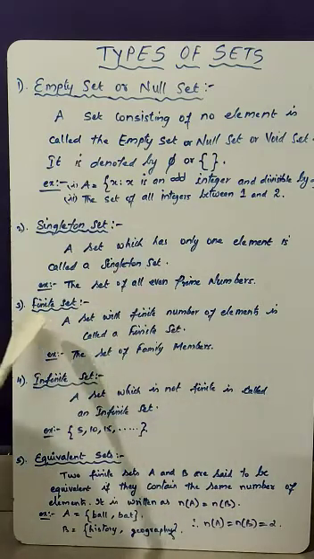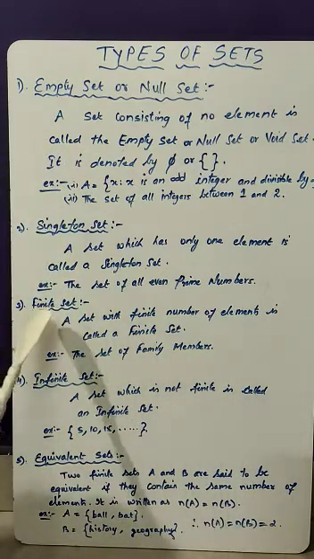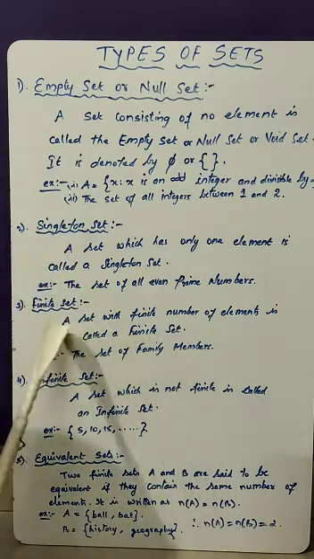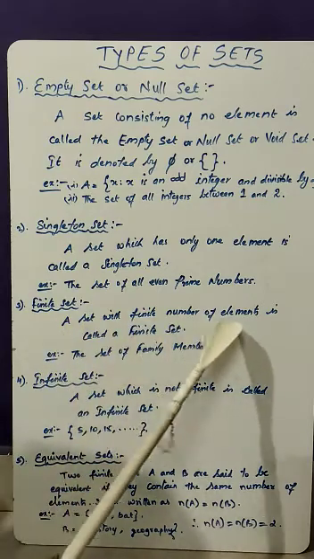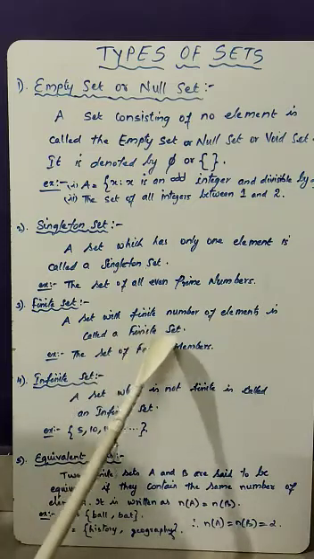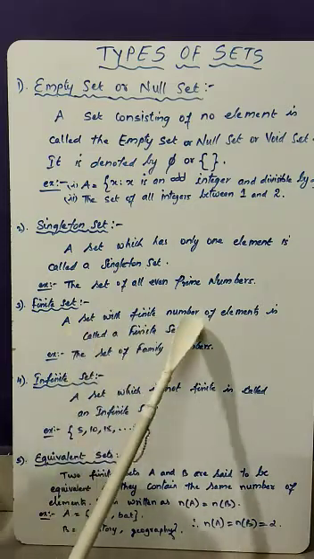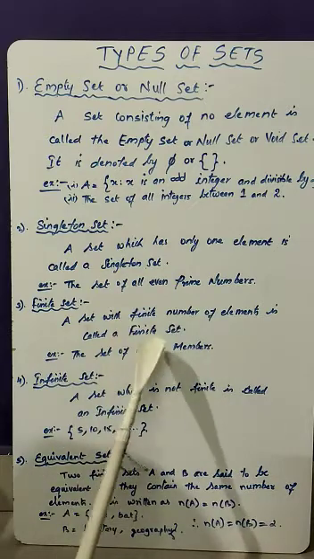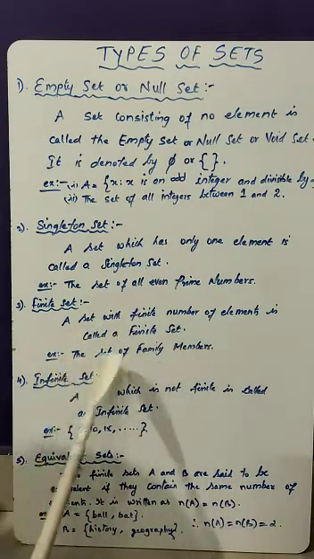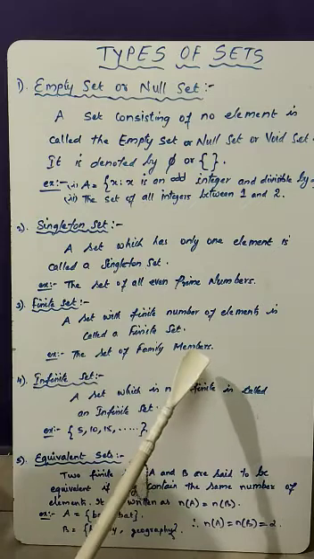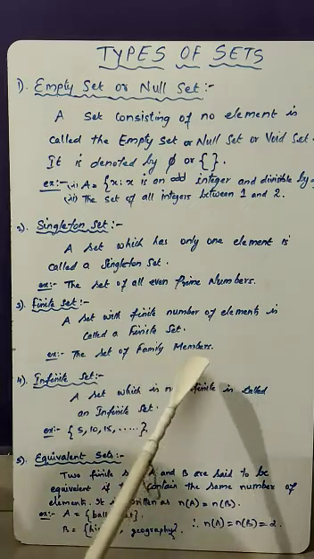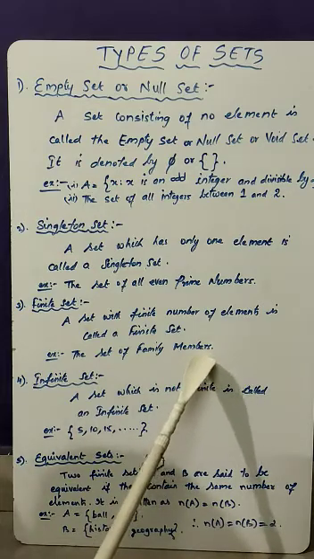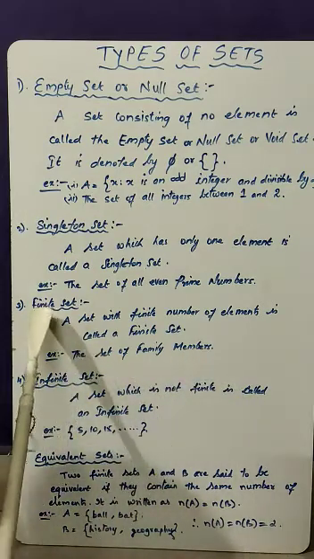And the third one is the finite set. Finite, infinite, you know the meaning very well. Finite means it has an ending. The definition is: a set with a finite number of elements is called a finite set. The example is the set of all family members. We know that our family members have a limit, an ending number, everyone knows. So that is the best example of a finite set.